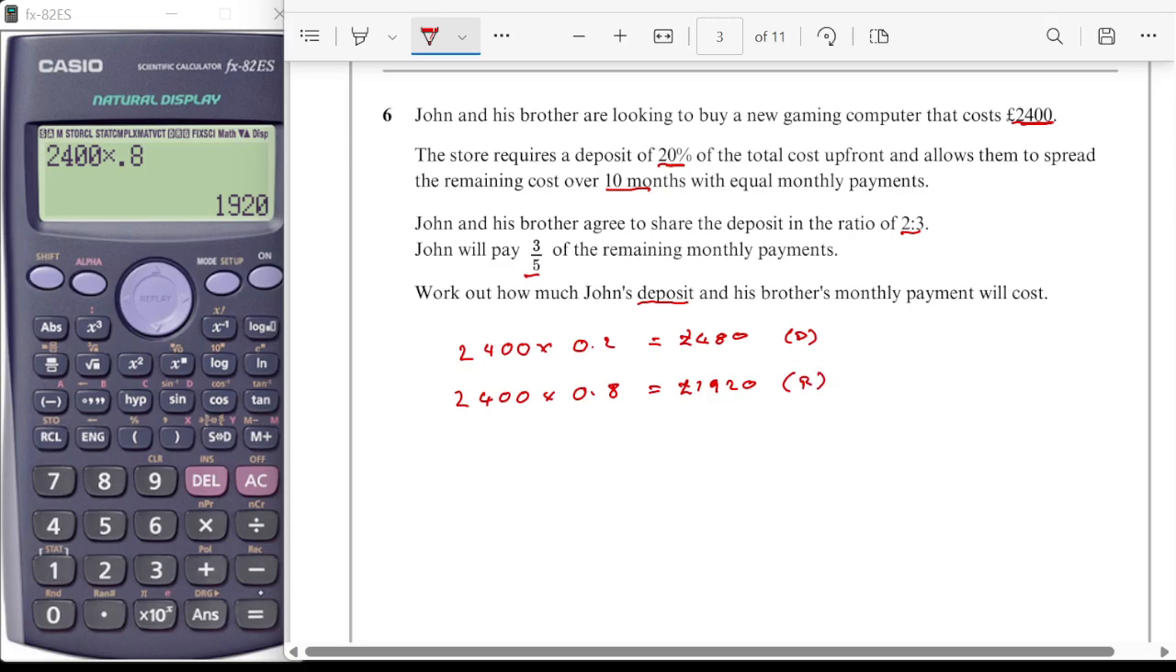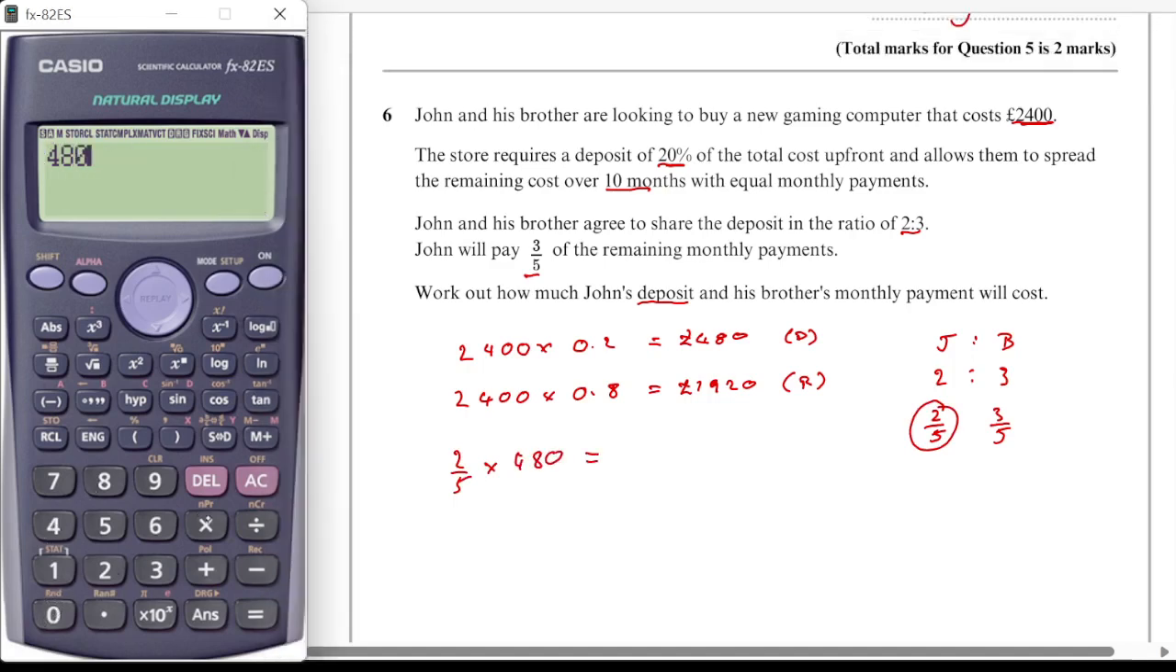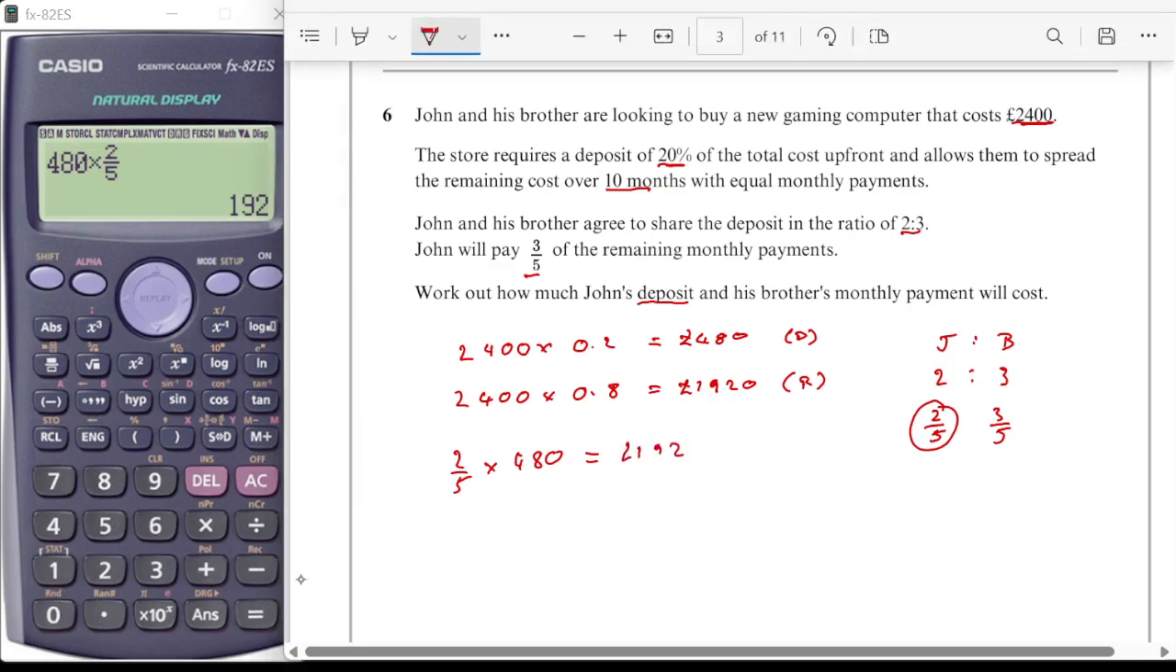Okay, so I'm first of all working out John's deposit. So if this is my ratio, I've got John and his brother, so I'm going to call them J and B. If their ratio is 2 to 3, that means that that's 2/5 and 3/5. So John's deposit is going to be 2/5 times by 480. So 480 times by 2/5. So that's going to be 192. And that's one of the two things I was asked to work out.